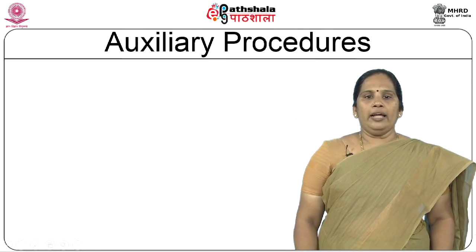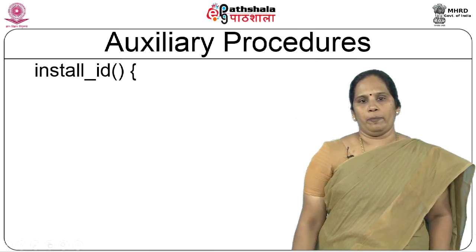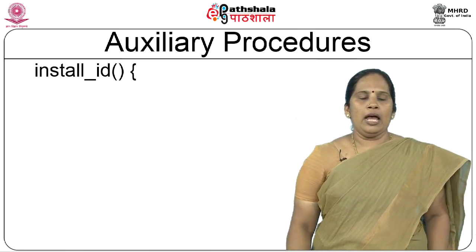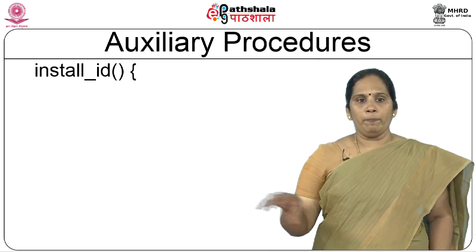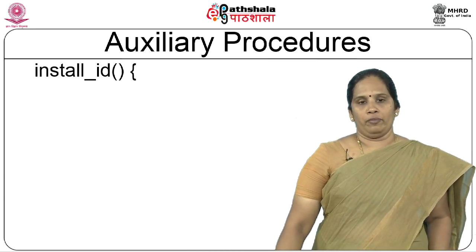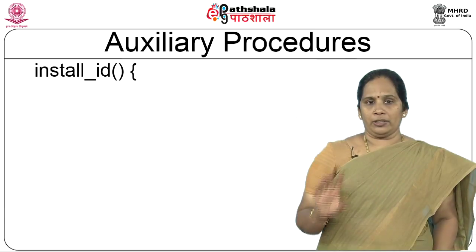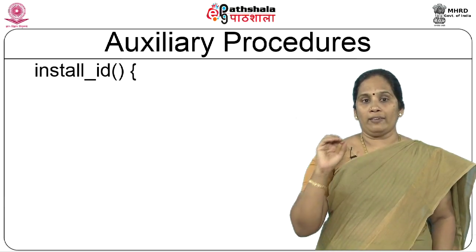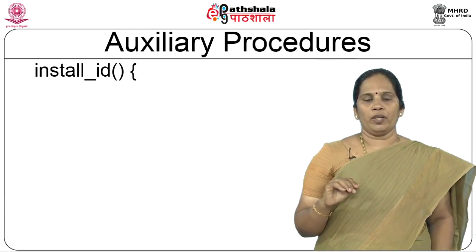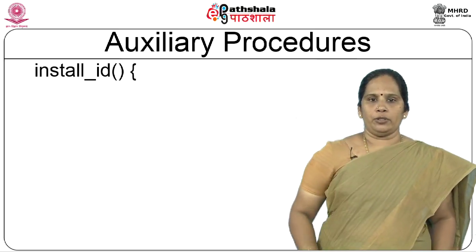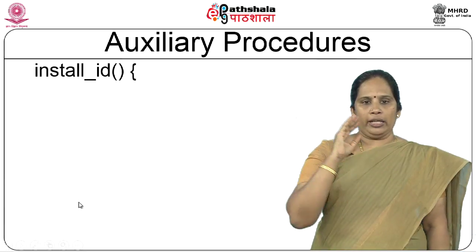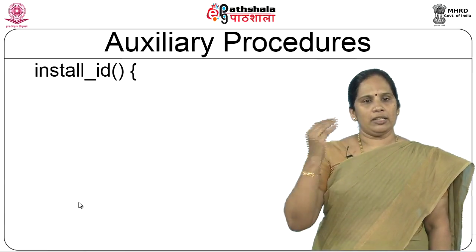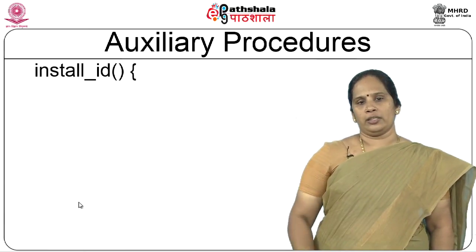Then I have what is called the auxiliary procedure. The auxiliary procedure is actually not mandatory, but it can be added as part of your LEX program. Typically, in the auxiliary procedure section, you will have the main, which corresponds to your C main. So we have 3 sections, as we already know: the declarations, translation rules, and then the auxiliary procedure.